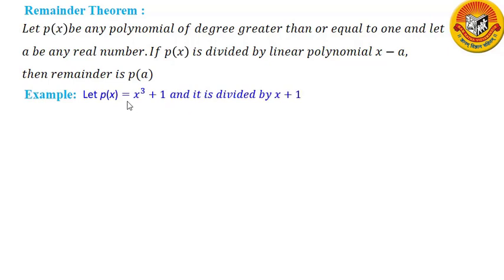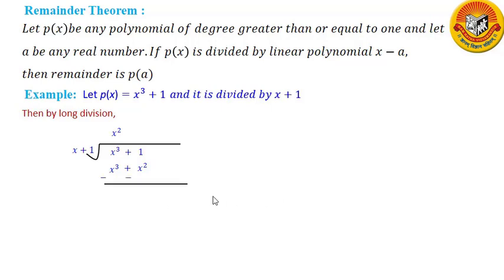We consider P(x) as x cube plus 1 and let us divide it by x plus 1. Now by using long division, here it is x cube. So this x cube I will divide by x. I will get x square. So that will be the quotient, so I write x square here. This x square will be multiplied by this x plus 1. When it is multiplied by x, I will get x cube. When it is multiplied by 1, I will get plus x square. Now I subtract. So after subtraction, x cube minus x cube will give me 0.